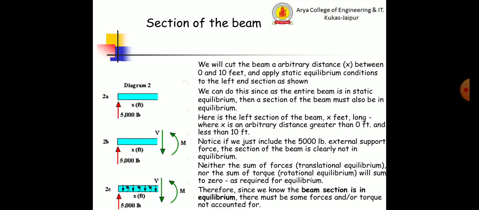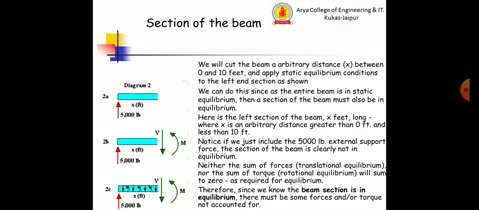We will cut the beam at an arbitrary distance x between 0 and 10 feet and apply static equilibrium conditions to the left hand section as shown in the figure. We can do this since, as the entire beam is in static equilibrium, a section of the beam must also be in equilibrium. Here is the left section of the beam, x feet long, where x is an arbitrary distance greater than 0 feet and less than 10 feet.